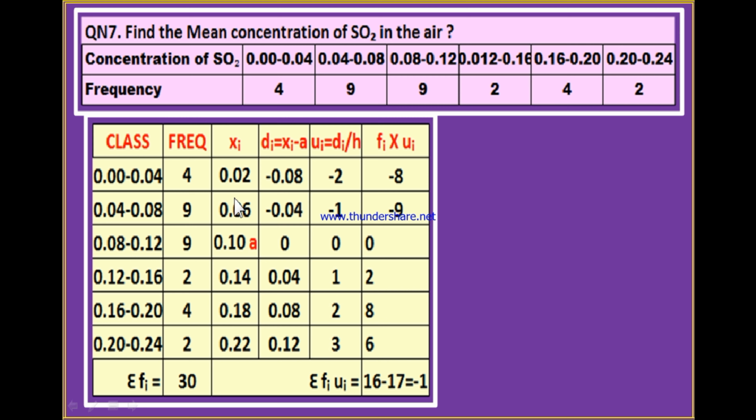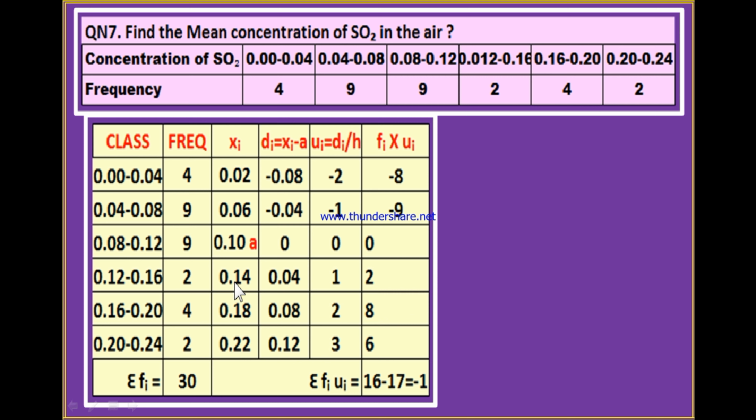Of course, you can consider any mid value as A, but in general usage, we may consider the middle class mid value as A, or you can consider the mid value which is having the highest frequency as A. I took 0.10 as A. If this is A, the next column is for deviation. di is equal to xi minus A. For this class, xi is 0.10 and A is also 0.10. If we subtract xi minus A, that is 0.10 minus 0.10, you will get deviation 0.